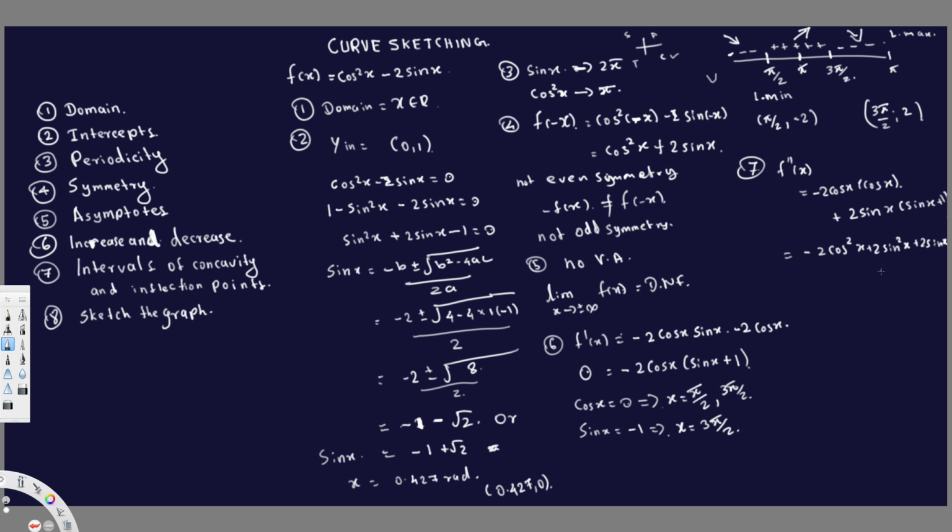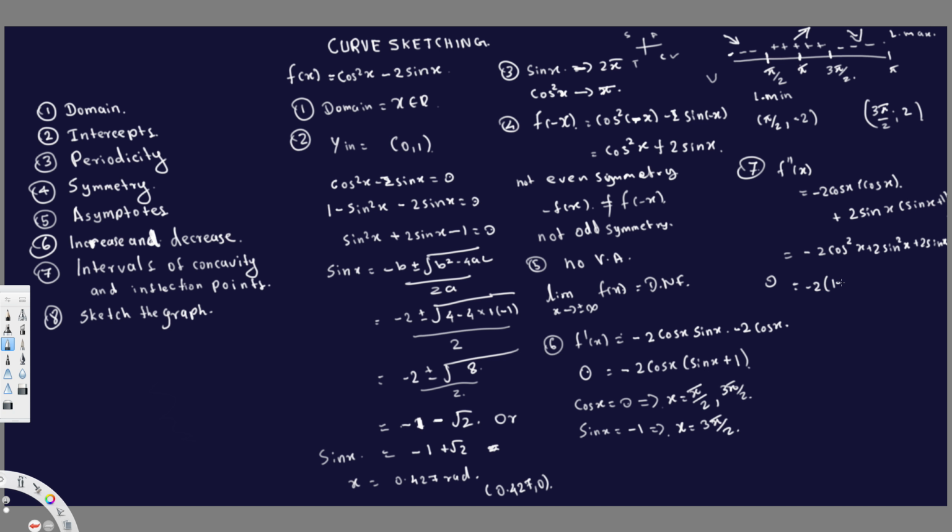So this is the simplified form. Now we have to find the critical points. To find the critical point, I have to set this equal to 0, but this is cos square x, and these two are sin x. To make everything equal, I can plug in 1 minus sin square x for the cos square x. So let's see what happens.